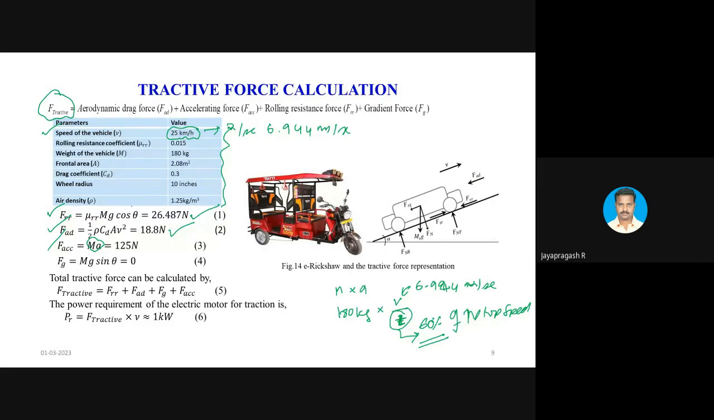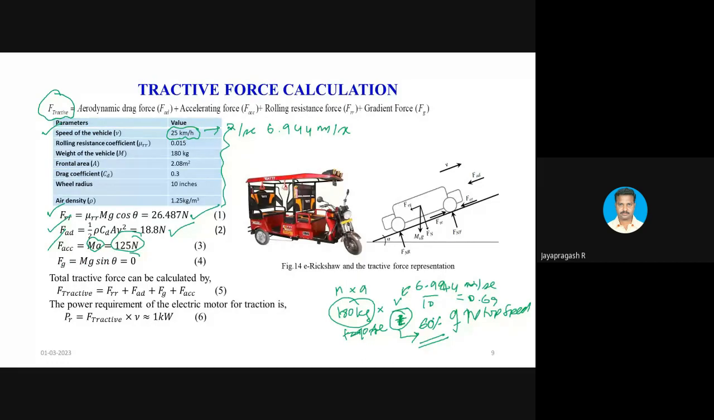For the sake of ease of analysis, right now I'm going to consider t is equal to 10 seconds. If 10 seconds, then 6.944 divided by 10 will give 0.69. So 0.69 multiplied with 180, you'll get 125 Newton.